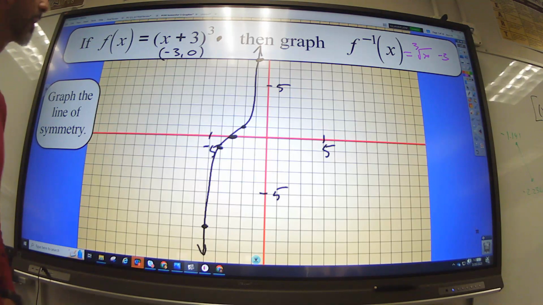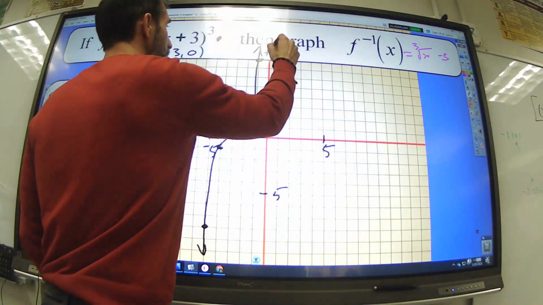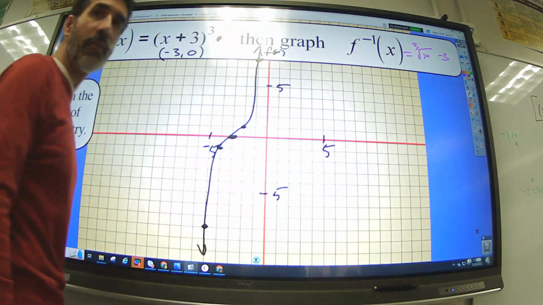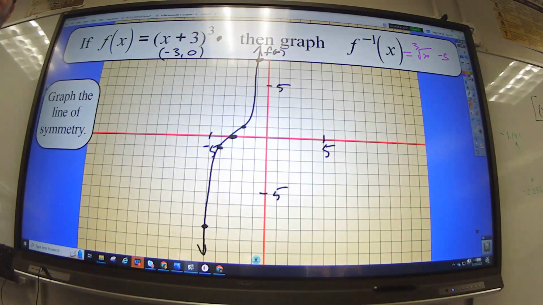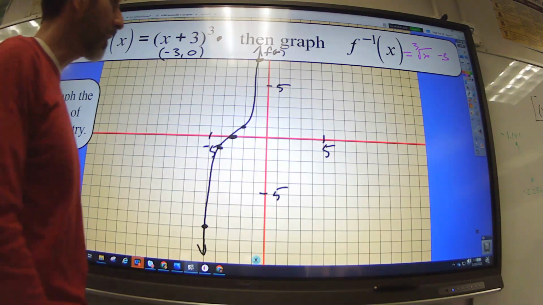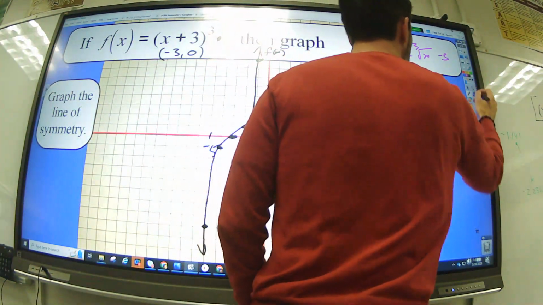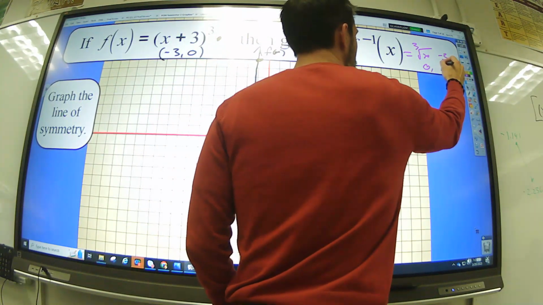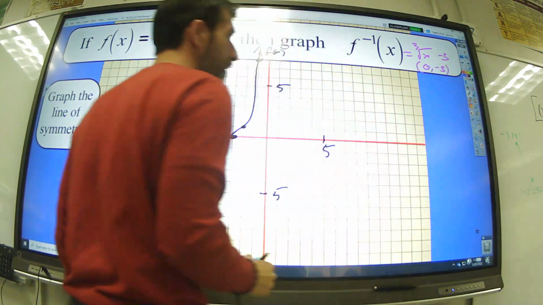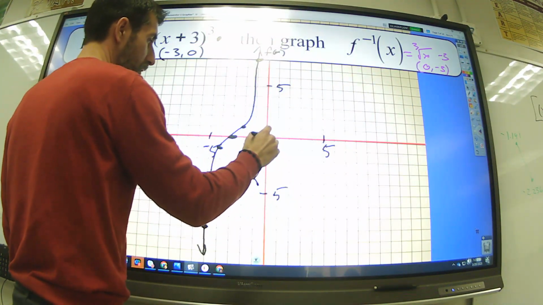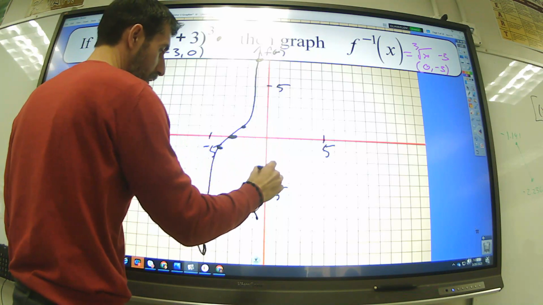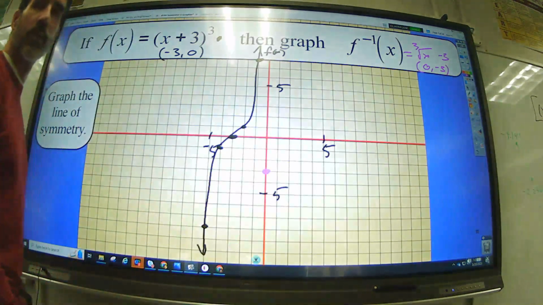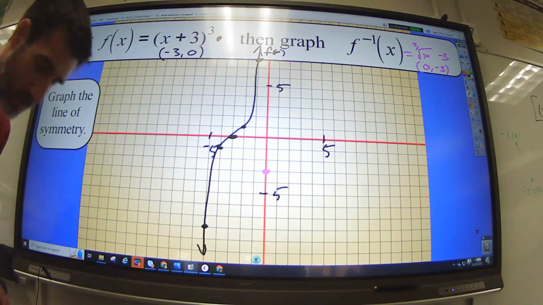That's f of x. Let's label it so Sensei knows you know what you're doing. Label it f of x. Let's do the inverse function. That's purple. H and k, 0, negative 3, right? 0, negative 1, 2, 3. There's my vertex.